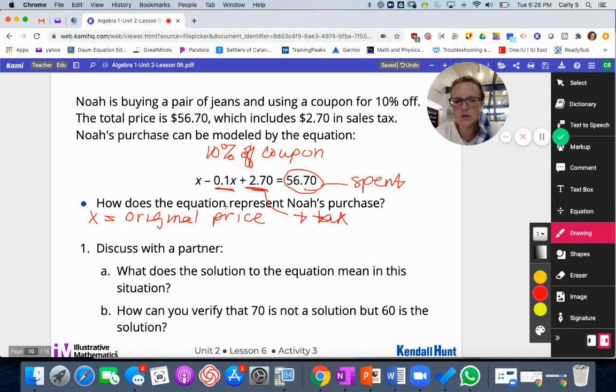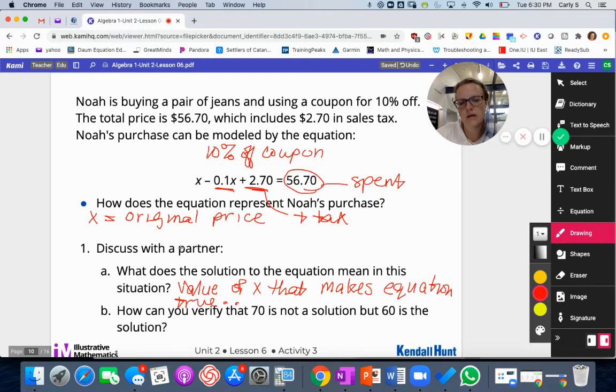Okay, what does the solution to the equation mean in this situation? So in this first one, what does the solution to the equation mean? The solution is the value of x that makes the equation a true statement. And in this particular case, it is the original price of the jeans. It tells us the original price of the jeans.